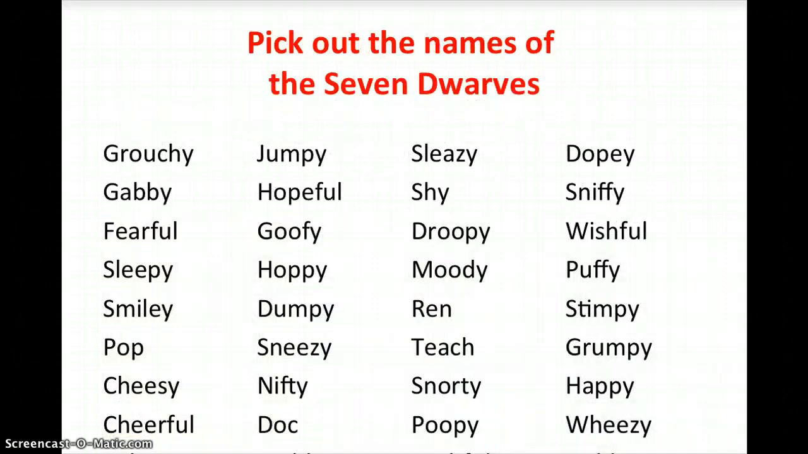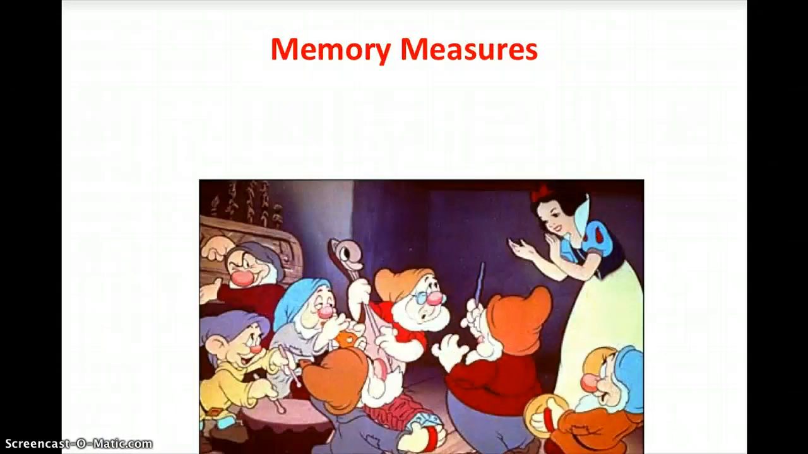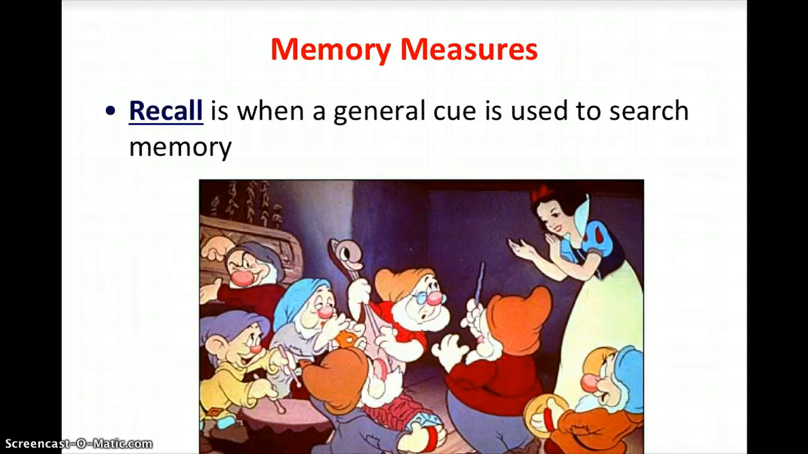So we went through this, pick out the names of the 7 dwarves, but the bottom ones are cut off. And your answers are sleepy, dopey, grumpy, sneezy, happy, doc, and bashful. And that would be recall. So recall is when a general cue is used to search your memory.